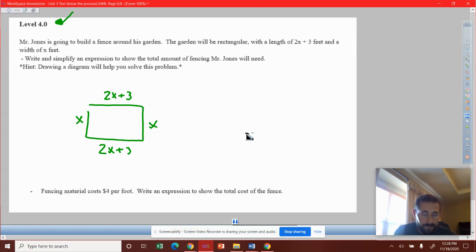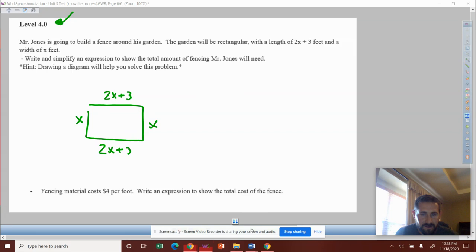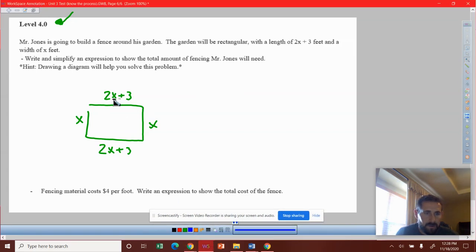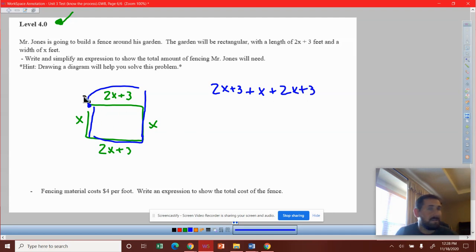So here's our diagram. We have to write an expression and then simplify it. I'm just going to start somewhere. I'm going to start at this corner. If I went around, that's a distance of 2x plus 3. And then when I turn this corner, I've added another distance of x. And then when I turn this corner, I've added another distance of 2x plus 3. And then we go here to add an x. Okay, so that's your expression, simplify it.